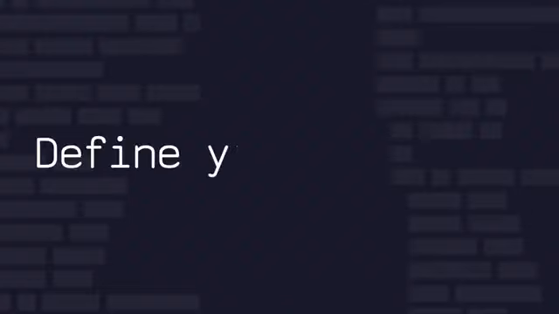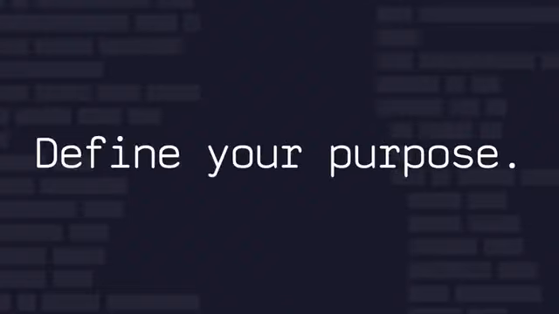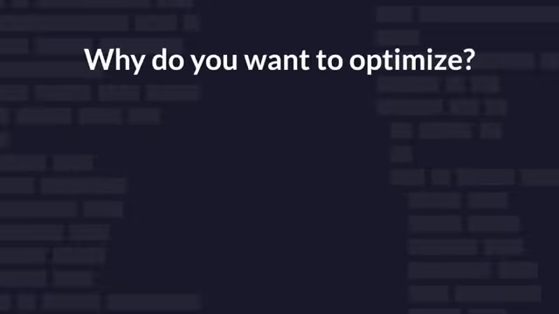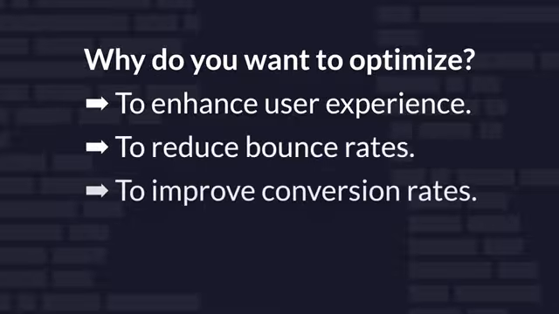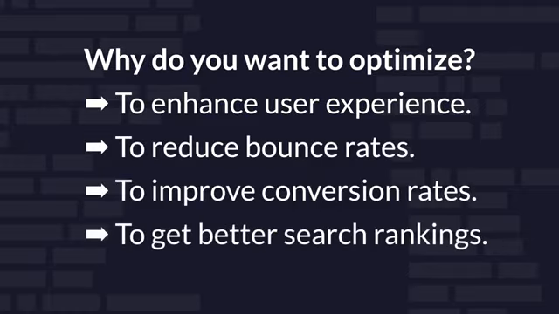First, let's talk about setting your performance goals. Determining goals for optimizing website speed and performance is critical to achieving desired outcomes. Here are some steps to help you establish clear goals and objectives. Define your purpose. Start by understanding why you want to optimize your site's speed and performance. Is it to enhance user experience, reduce bounce rates, improve conversion rates, or achieve better search engine rankings? Clarifying your purpose will guide your goal-setting process.